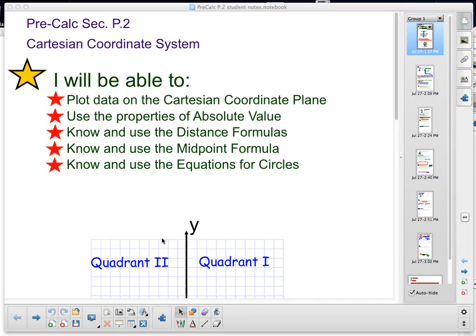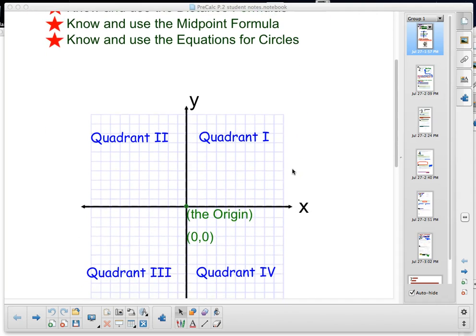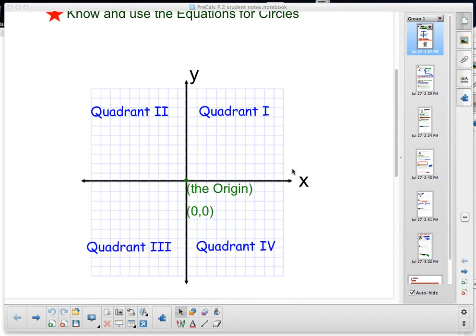Okay, good morning. This is PreCalc section P2, Cartesian coordinate system. By the end of these notes, I'll be able to plot data on the Cartesian coordinate plane, use the properties of absolute value, use the distance formula, use the midpoint formula, and use the equations for circles. First thing we're going to look at is just a review of the Cartesian coordinate plane.